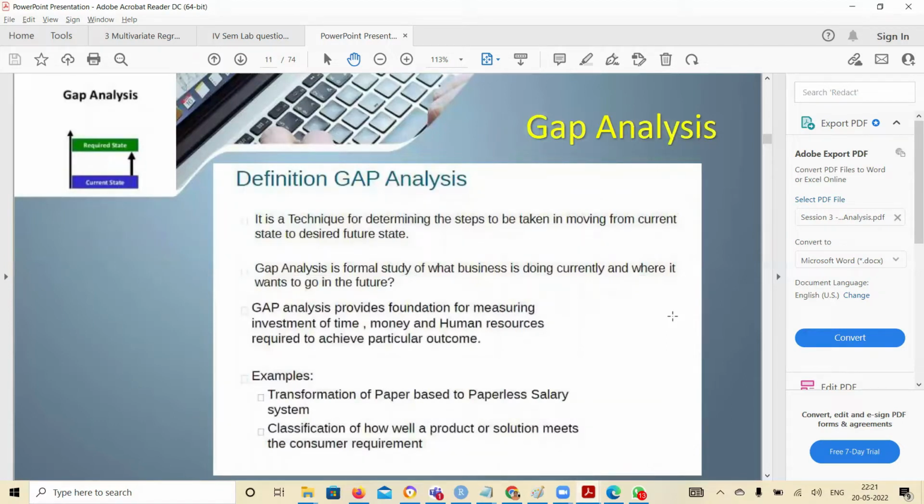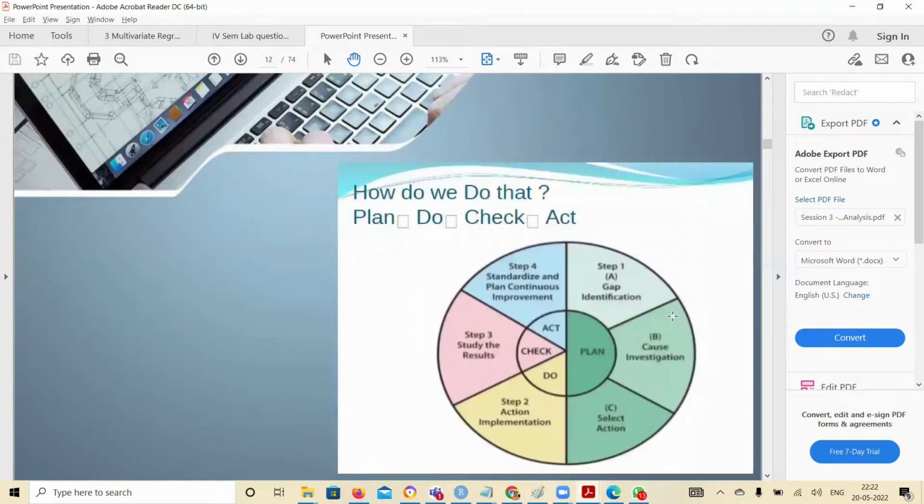So we perform the gap analysis. There are multiple ways to perform gap analysis. One of them we call PDCA. You'll also hear it called the Deming cycle. PDCA stands for plan, do, check, and act.